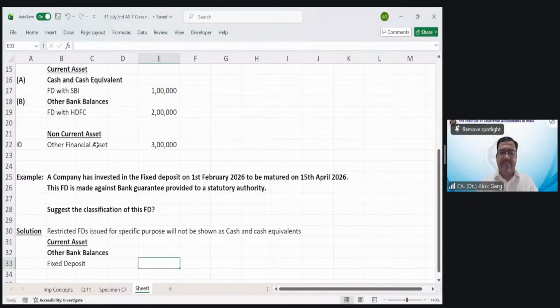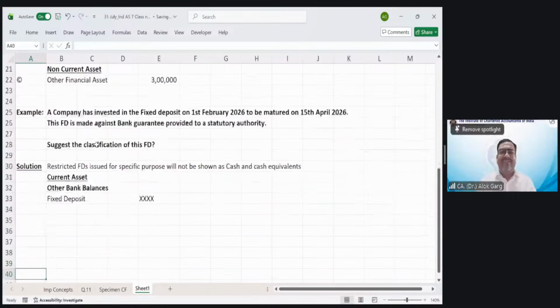Fixed deposit, okay? Right? Manoj, whether things are getting clear to you or not getting clear to you? Okay. A third example. Let's take one more example.